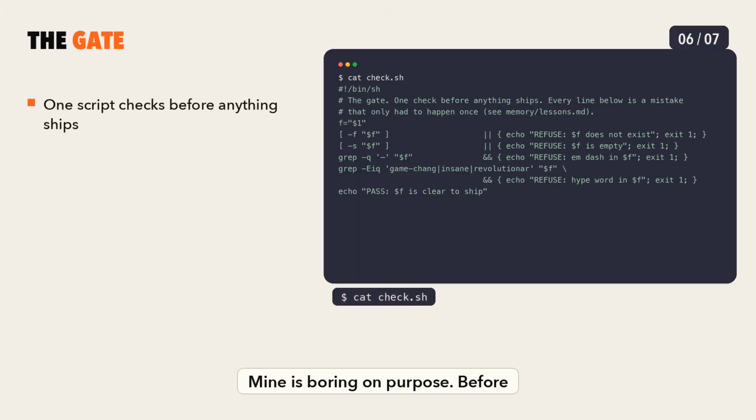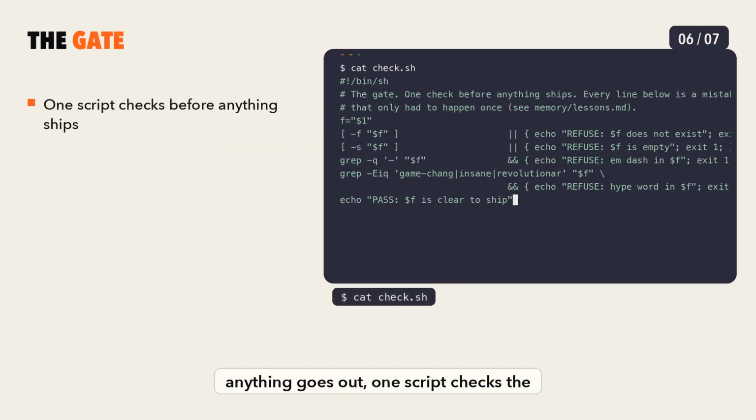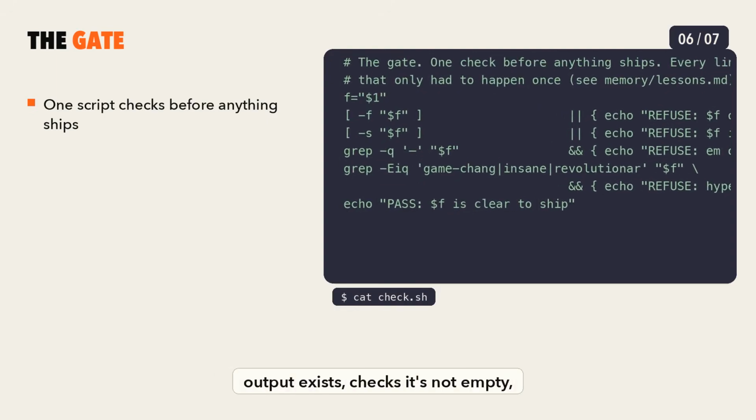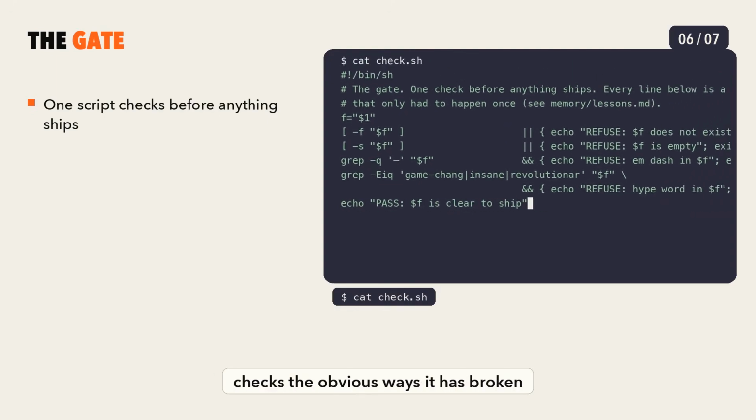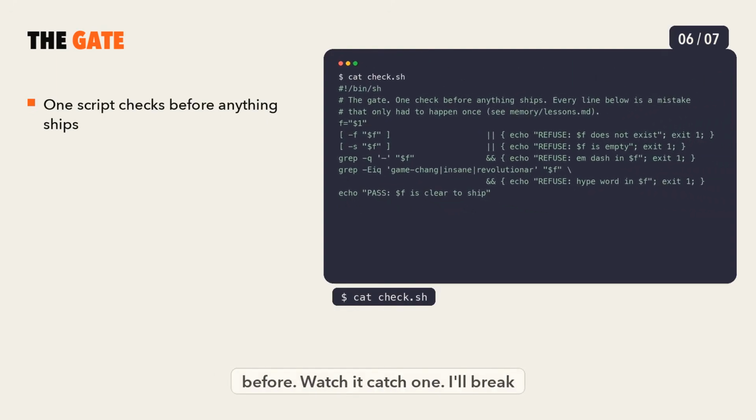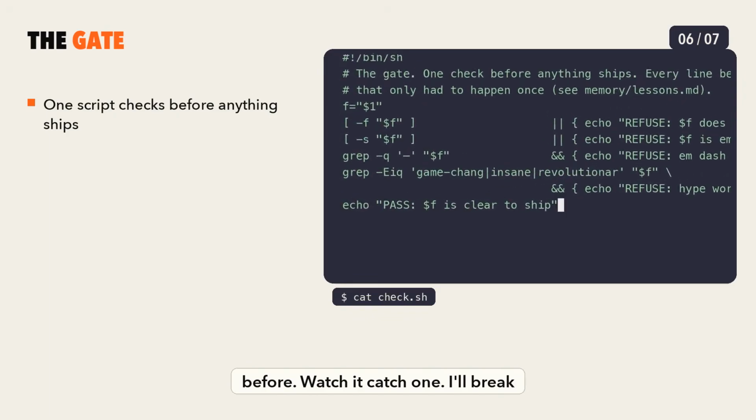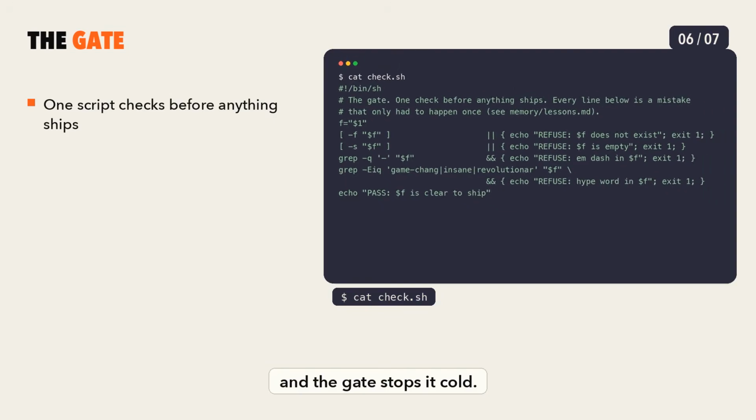Mine is boring on purpose. Before anything goes out, one script checks the output exists, checks it's not empty, checks the obvious ways it has broken before. Watch it catch one. I'll break something on purpose, run the pipeline, and the gate stops it cold.